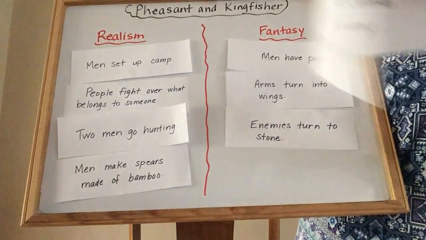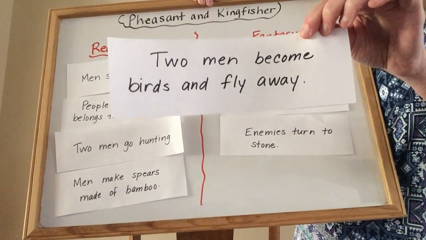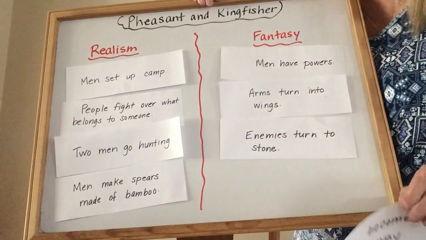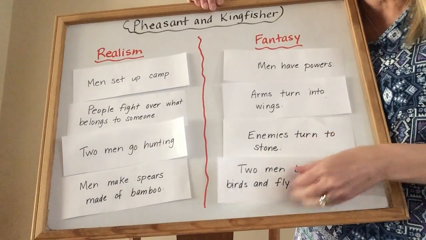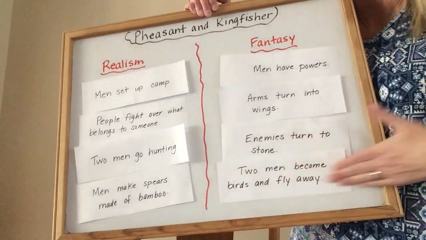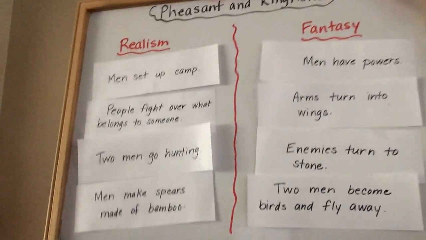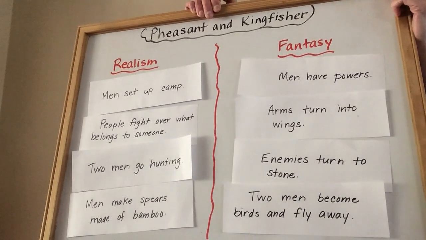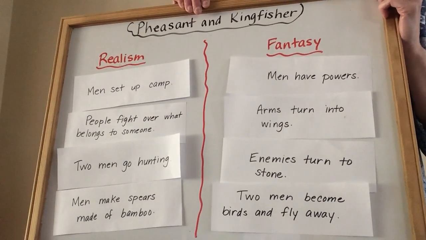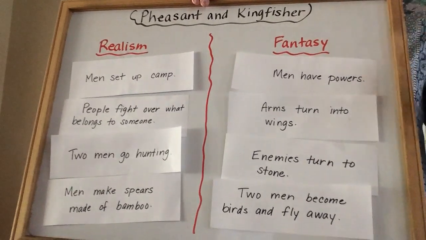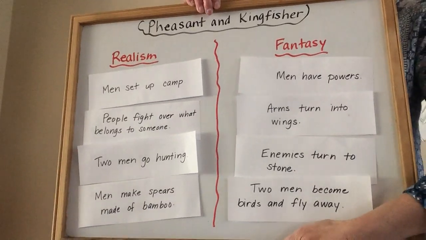Okay, and the last one. Two men become birds and fly away. And hopefully you knew that was fantasy. I don't think we can ever become birds and fly away. But in the myth and in the story, that's how they said that men turned into the pheasant and the kingfisher, and that's how they came to be. So hopefully you got all of those correct. That was just a fun little activity to do at home since we can't do it together at school.